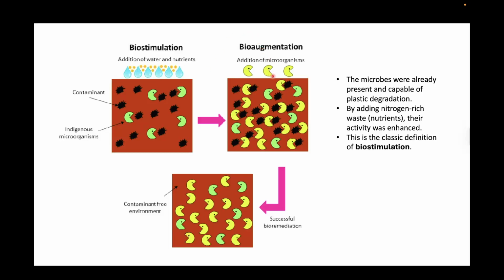What is bioaugmentation? Augmentation means support. So additional microorganisms are supplied into the site for easy removal of the contaminant. So we have added this yellow microbe which is engineered to degrade this contaminant along with the indigenous microorganisms. So this is bioaugmentation. This is the major difference. Addition of live microorganisms for bioaugmentation, while addition of nutrients and water or media which will help the indigenous microorganisms to remove the contamination. And at the end we receive the successful bioremediation of the sample.